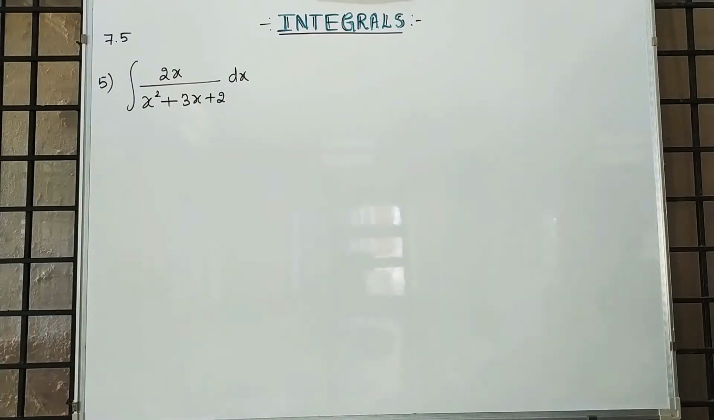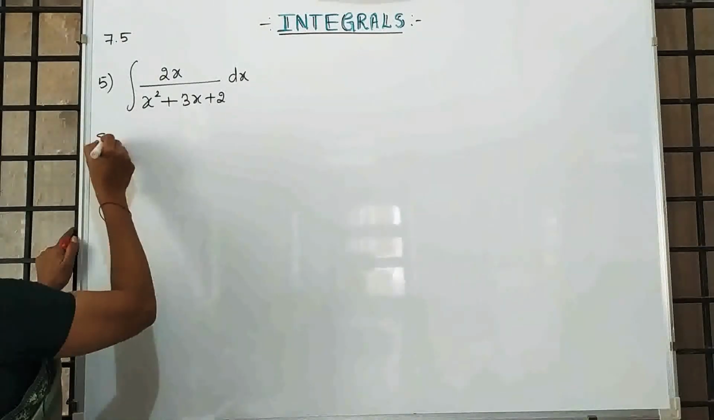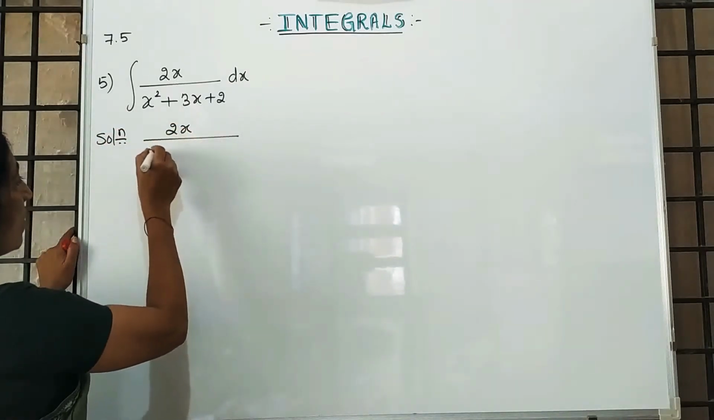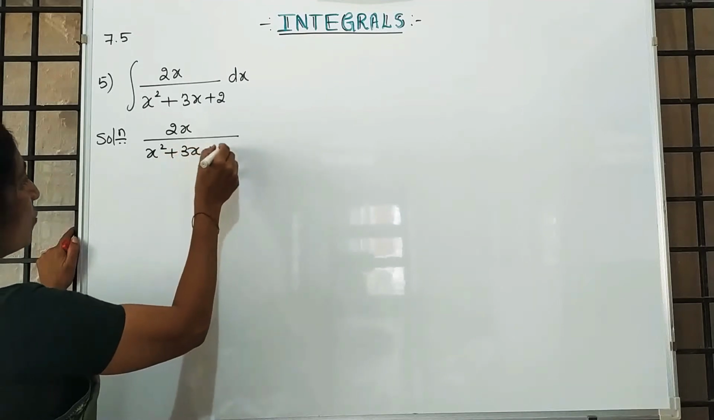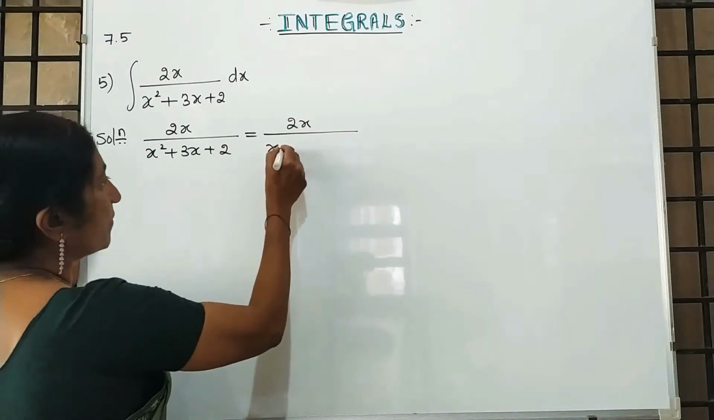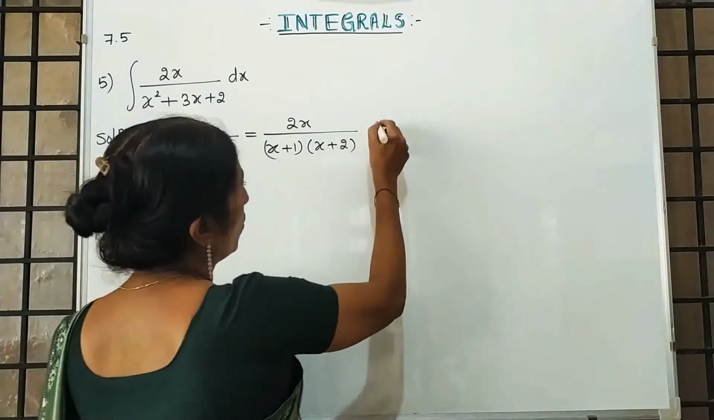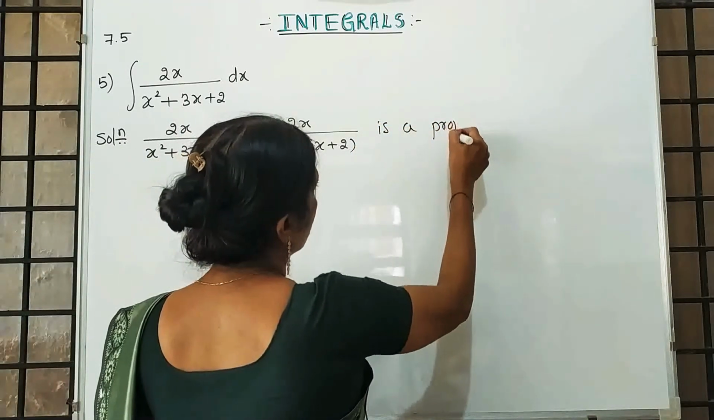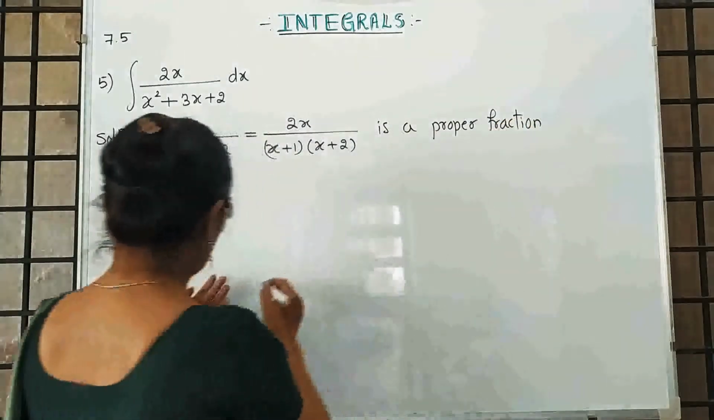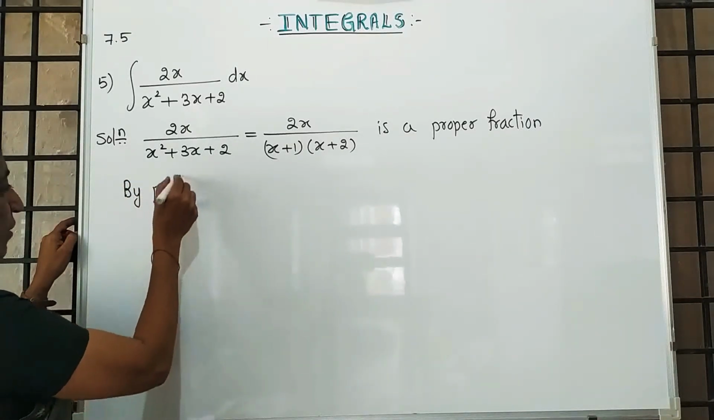See, moving to the next question, that is the fifth one. This is also a homework question. So as usual, first we have to identify whether it is proper or improper. See here, 2x upon x square plus 3x plus 2. For our convenience I am writing this as (x plus 1) into (x plus 2). It is a proper fraction.